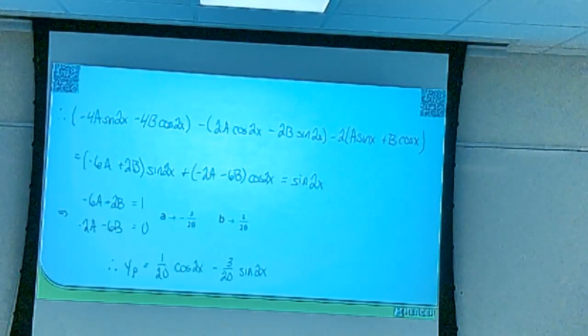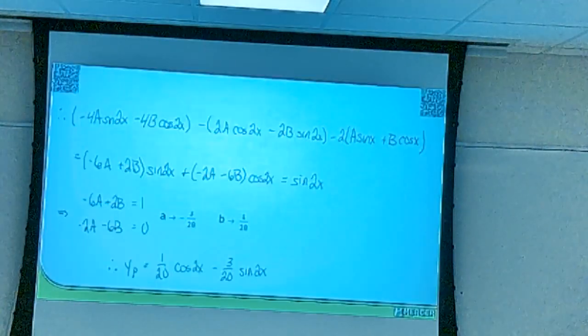Find your complementary function, which of course is going to have one of 3 forms for each root. Then guess your particular solution, find the form of your particular solution, which is based on g of x. Then solve for your coefficients.